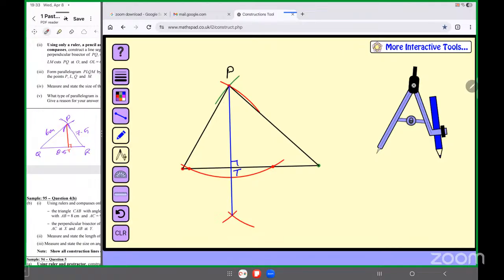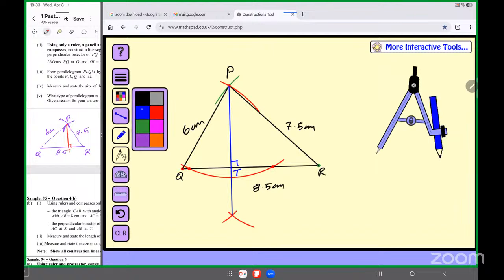And then down here, now, we have the points Q and the point R. This distance is 7.5. This length down here is 8.5, as you know. And over here is 6 centimeters. And that's the line PT we have drawn. That's the line PT. Right here is T, this intersection.